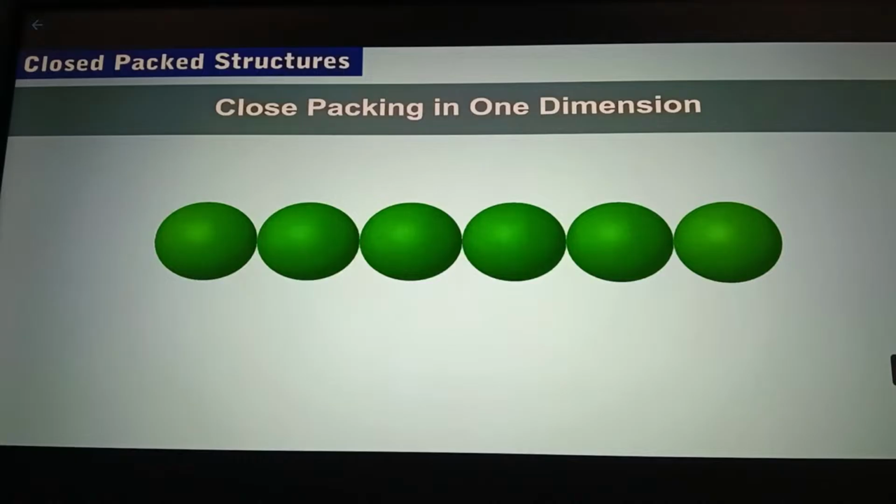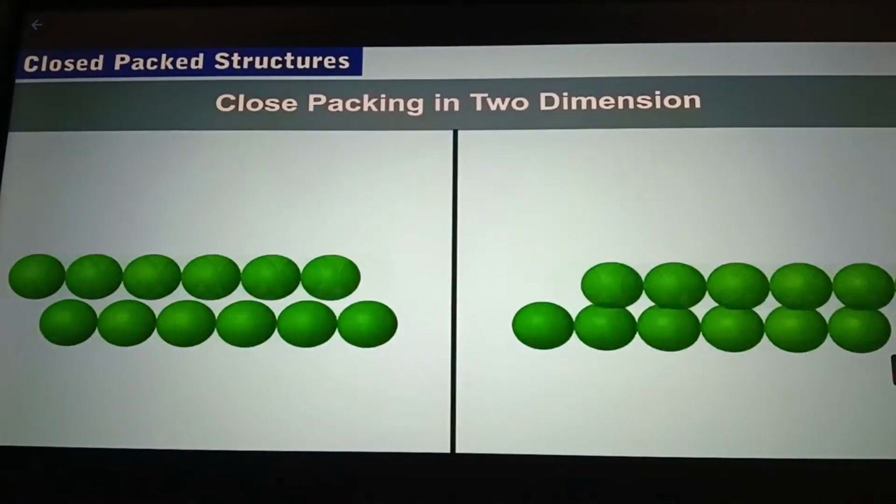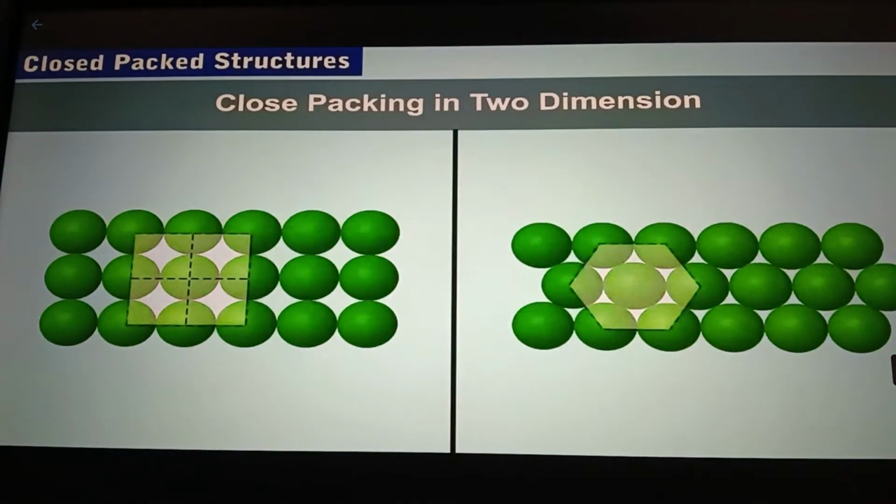In this arrangement, each sphere touches 2 neighboring spheres. In general, the number of nearest neighbors of a particle is defined as its coordination number. Therefore, the coordination number of a particle or sphere in 1-dimensional close packing is 2. Let's now look at close packing in 2 dimensions. When n number of rows are stacked up, a 2-dimensional crystal plane is generated.